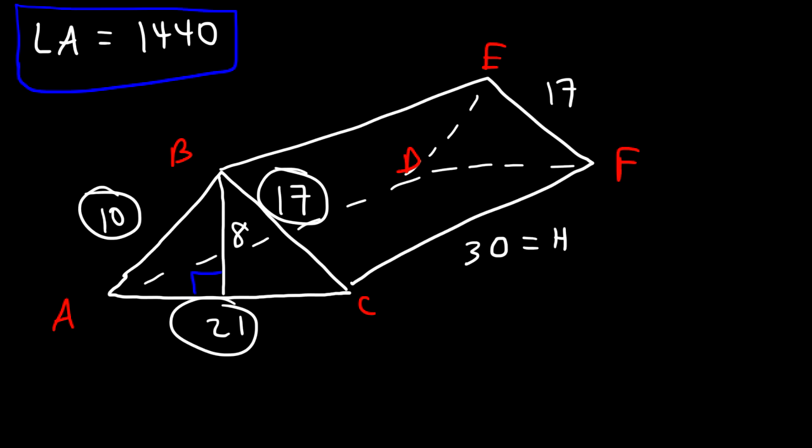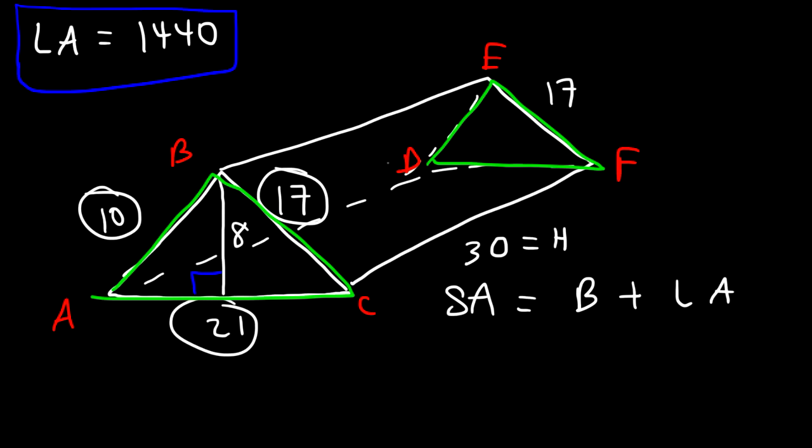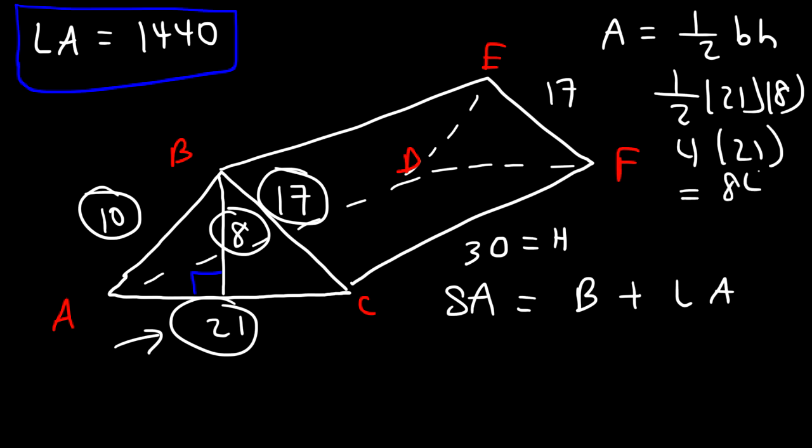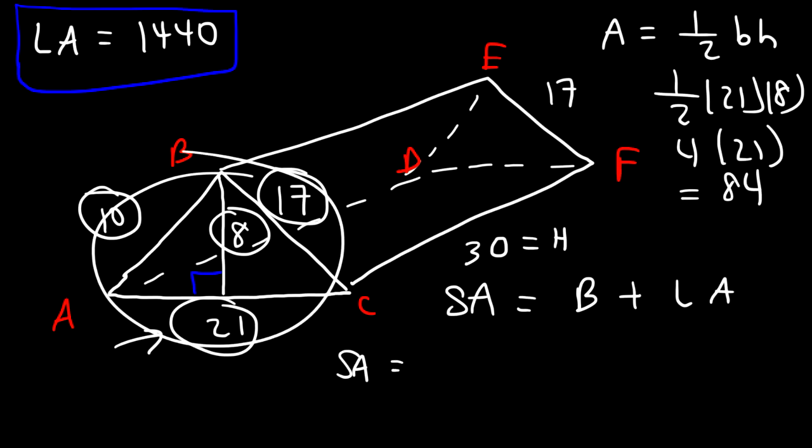Now let's calculate the total surface area. The total surface area is the area of the base plus the lateral area. The base represents a triangle, so we need to calculate the area of triangle ABC and DEF, which will be the same. Now to calculate the area of a triangle, we could simply use 1/2 base times height. So we have the base of the triangle, that's 21, and the height is 8. Half of 8 is 4, and 4 times 21 is 84. So that's the area of just one triangle. Since we have two triangles, ABC and DEF, we need to multiply 84 by 2.